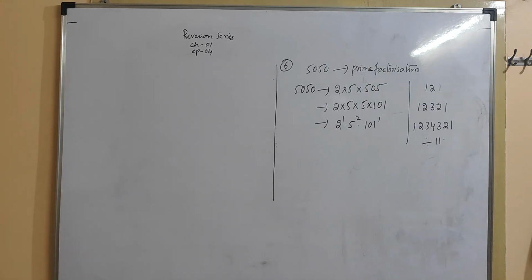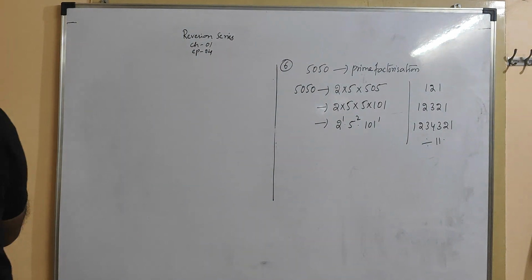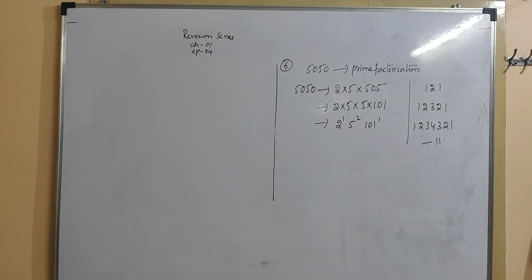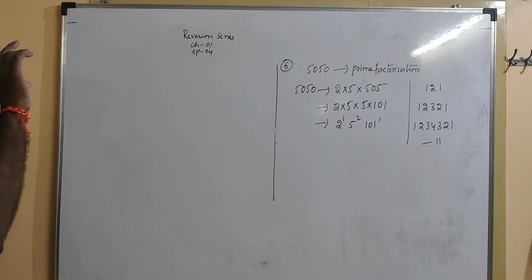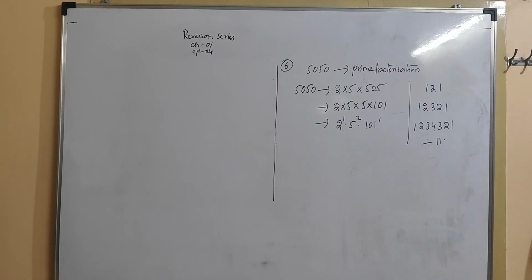Clear or not? This is regarding the 6th question. Why this question is asked for prime factorization is, after getting 101, children will think how to get 101 as factors and all. So there it will be difficult. So that is the reason 5050 is given for prime factors. Okay. And next step.